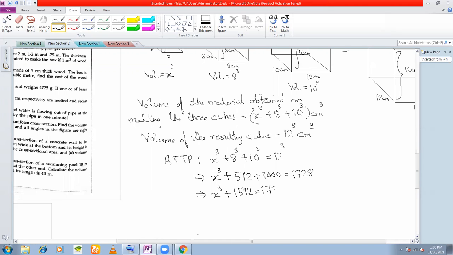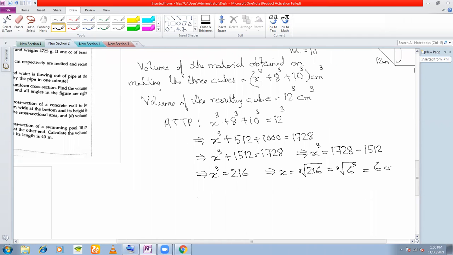is equal to 1728. That means x cube is 1728 minus 1512. Means x cube is 216. That means x is the cube root of 216. What is the cube root of 216? 6, right? Cube root of 6 cube. 216 is 6 cube. And what is the cube root of 6 cube? Is 6 centimeters. And that's your answer.